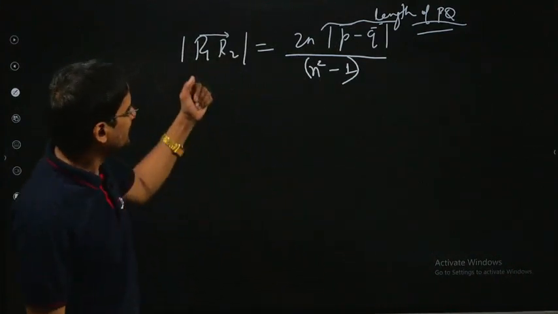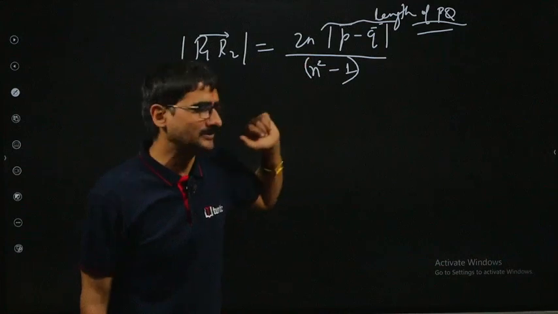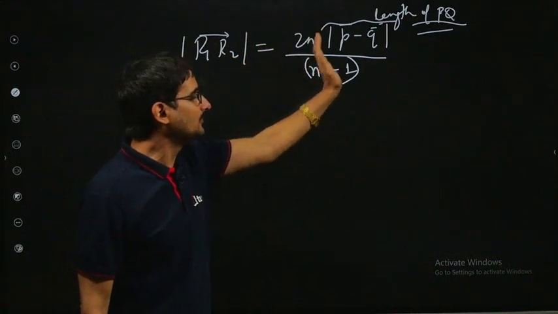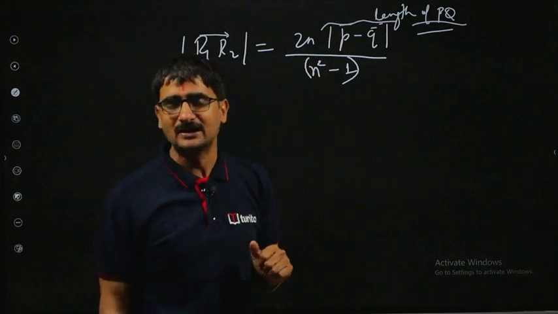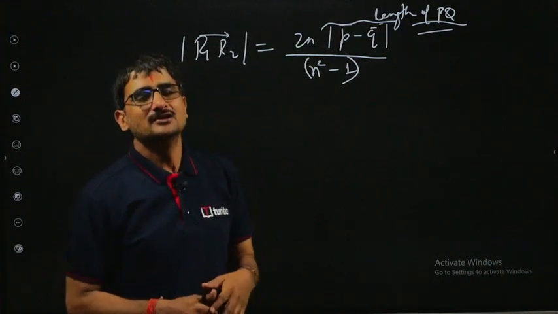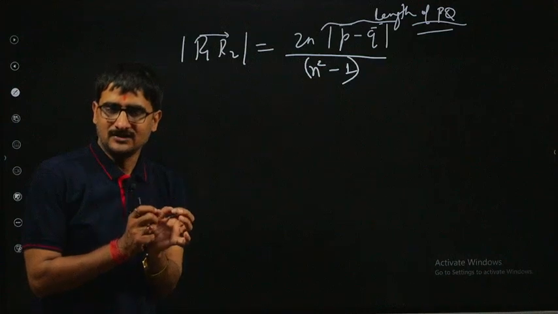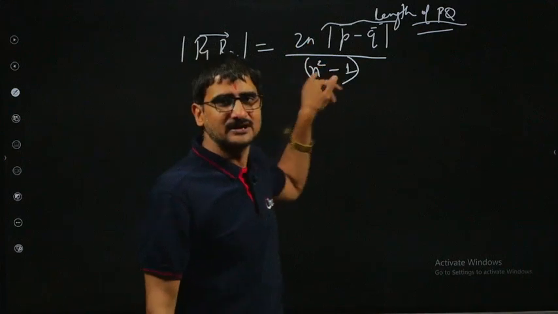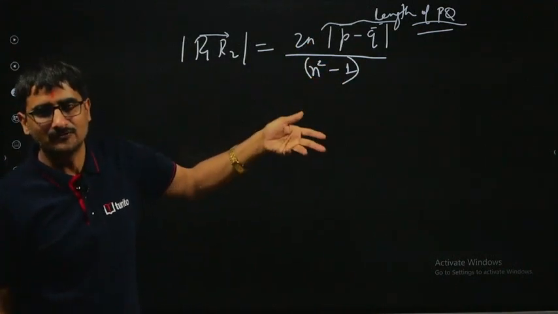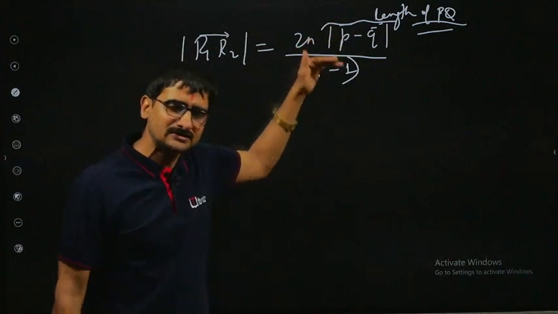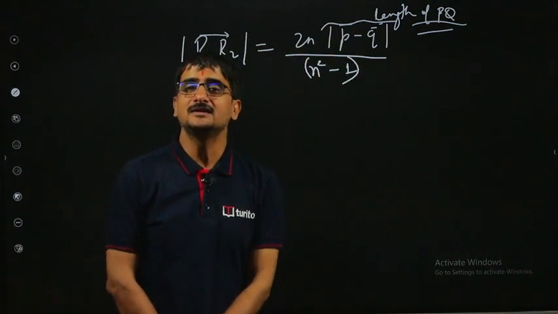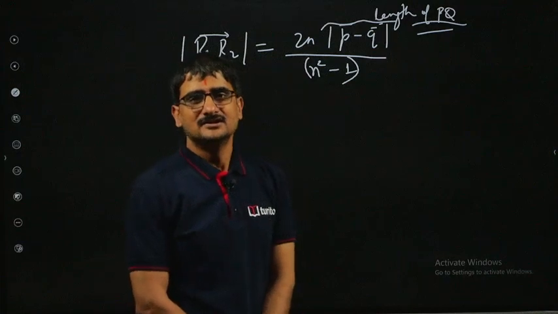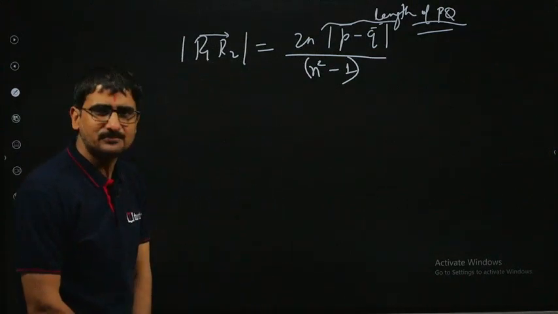See, if I take n as 2, a simple case, it's 4 by 3 times, and 4 by 3 is obviously greater than 1. So the distance R1R2, the diameter, is greater than PQ. But if I take any other number greater than 2, if I go for natural numbers only, let's say 3, then it starts getting smaller and smaller than PQ. So this is one thing. Both the possibilities are there.